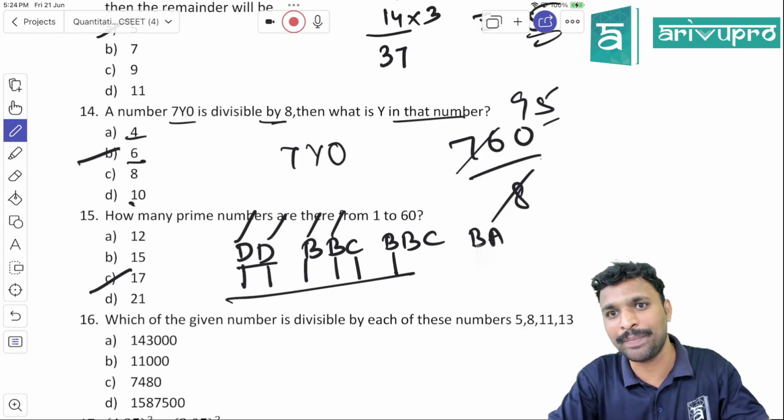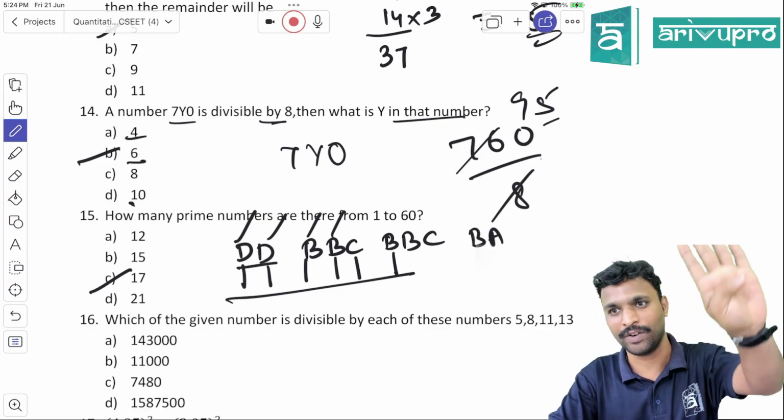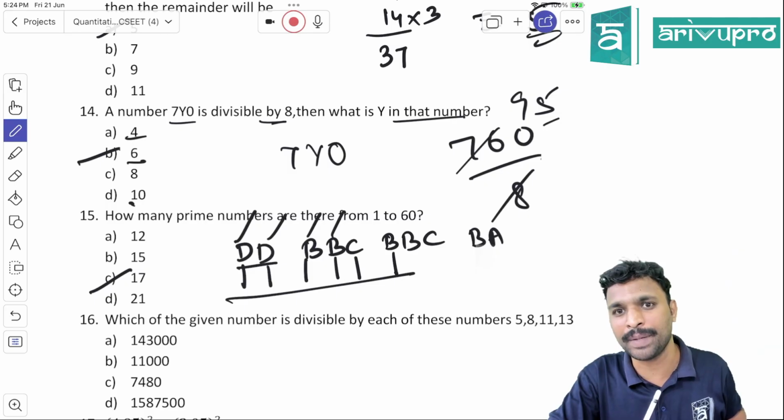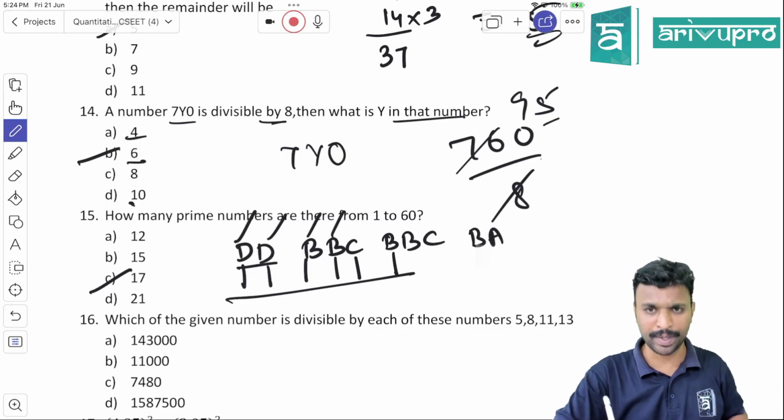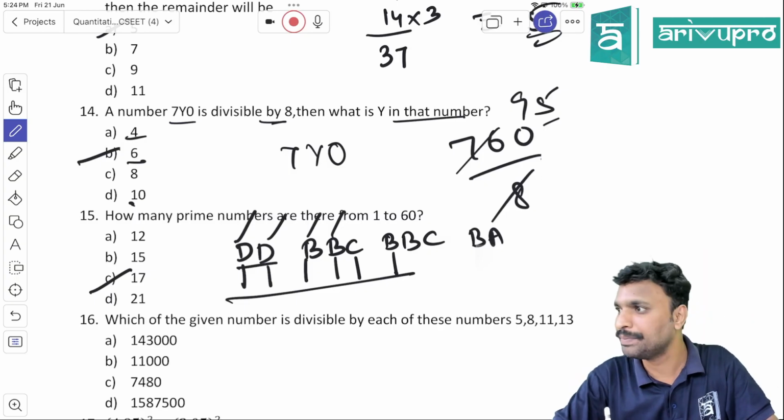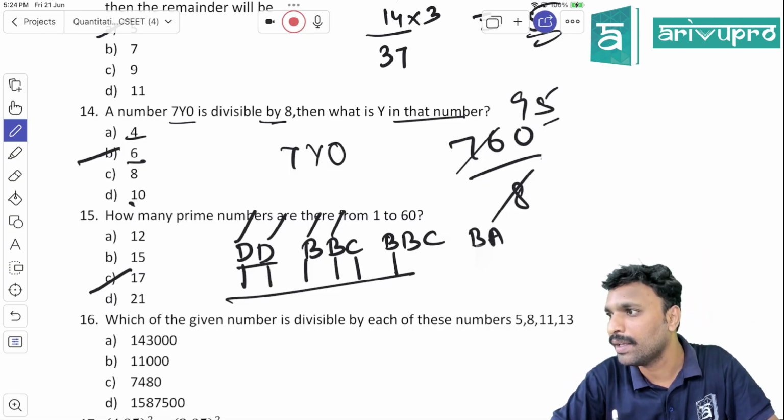1 to 10, how many prime numbers? D for 4. 11 to 20, how many prime numbers? D for 4. 21 to 30, how many prime numbers? B, B for 2.